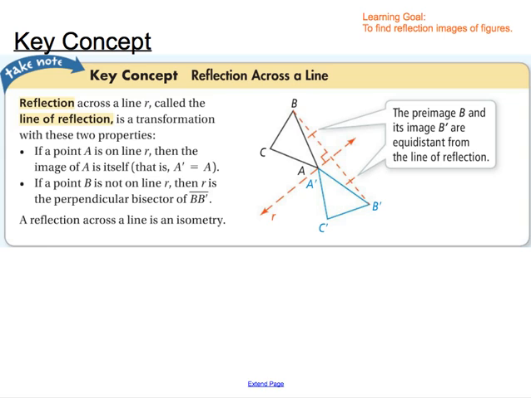So if we're going to reflect something across line R, which is called the line of reflection, this is going to be a transformation that holds two properties. In the event that a point is actually on the line of reflection, then the image of that point is that point itself. But for every point that is not on the line, then R is the perpendicular bisector of that point and its image.